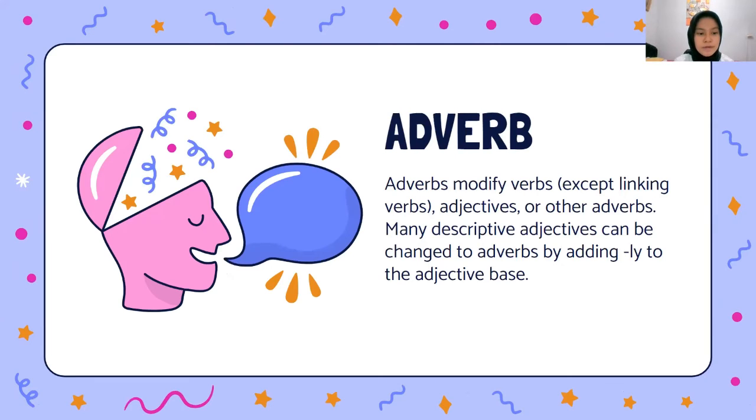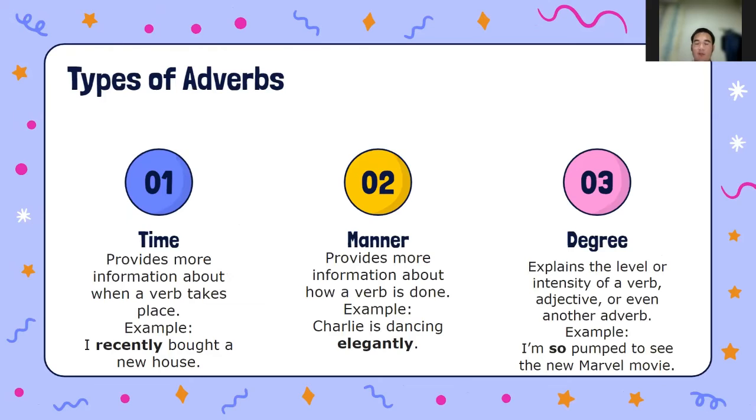Okay, thank you. And now I will explain about adverb. Adverbs modify verbs, except linking verbs, adjectives, or other adverbs. Many descriptive adjectives can be changed to adverbs by adding ly to the adjective base. So these are the types of adverbs.